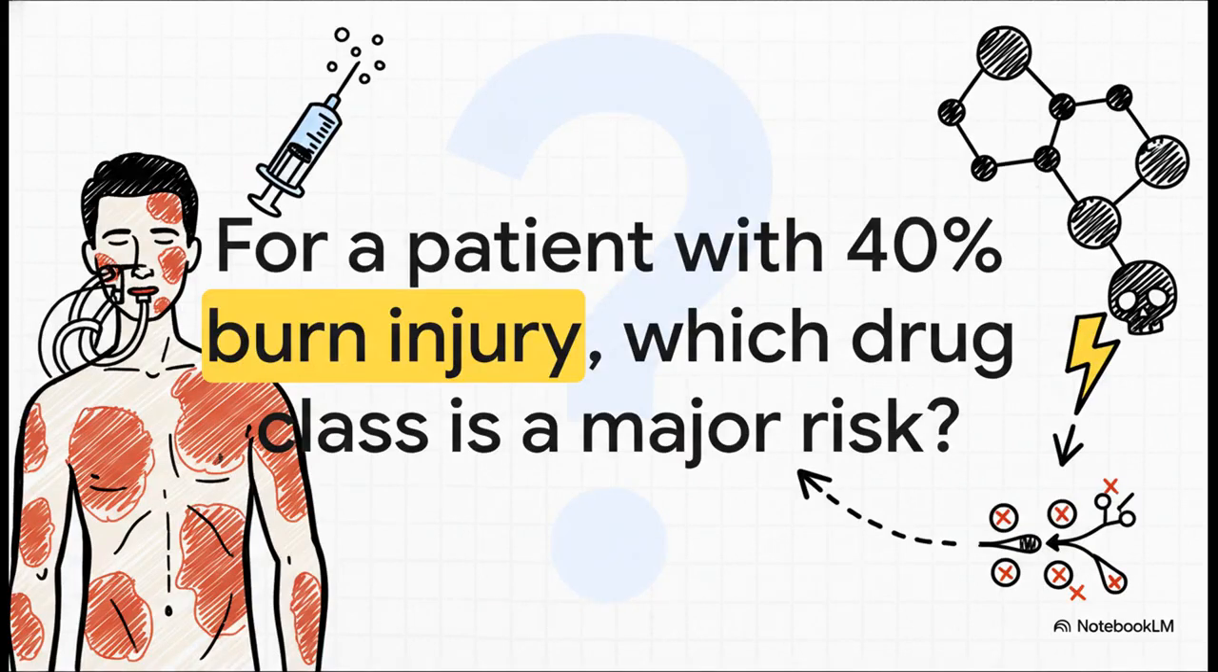And to wrap up, I'll leave you with a clinical scenario to think about. You have a patient with 40% body surface area burns who needs an emergency intubation. Based on everything we've just discussed, which muscle relaxant is absolutely contraindicated and what is the precise mechanism of that danger?